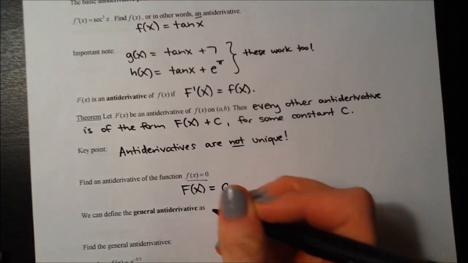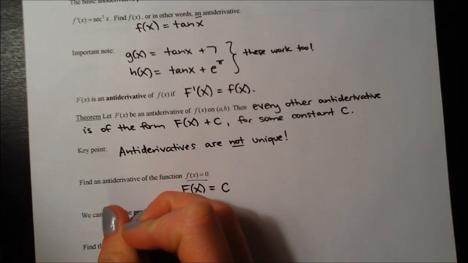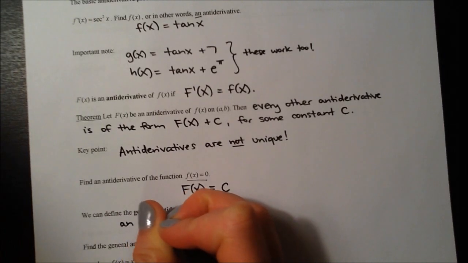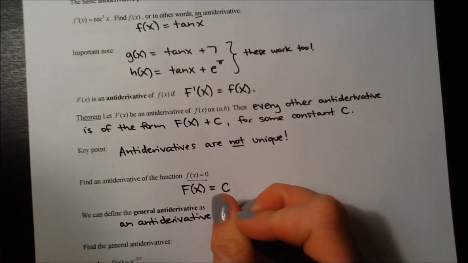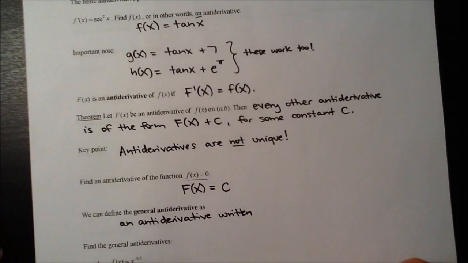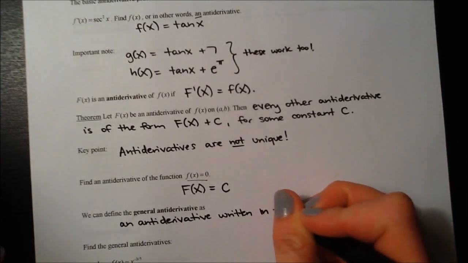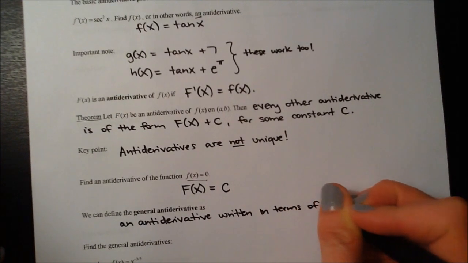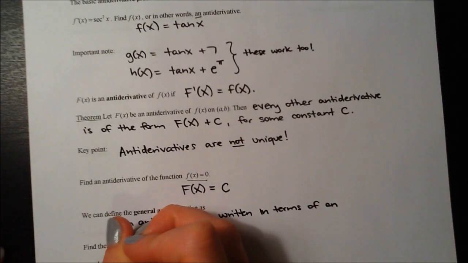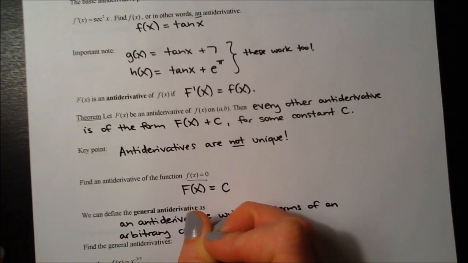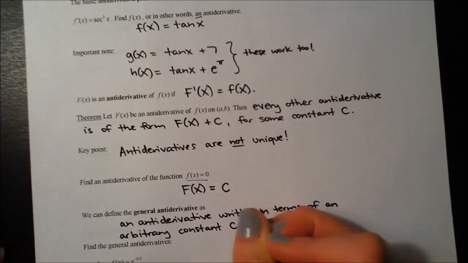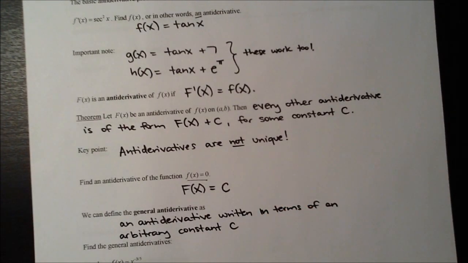Okay, so a general antiderivative is an antiderivative written in terms of an arbitrary constant c. And arbitrary just means it could be absolutely anything. We just leave the c there to show that any constant in the world could be in its place.